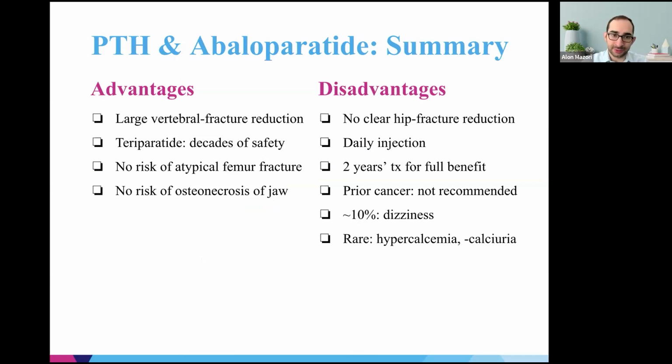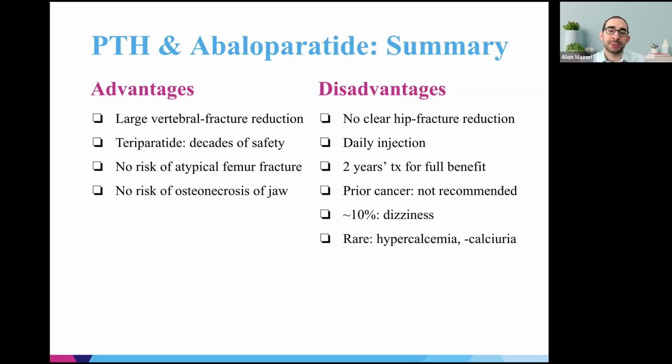Teriparatide has decades of safety, and because this is based on a different mechanism, there's no risk of atypical femur fracture or osteonecrosis of the jaw. Disadvantages include a daily injection, which can be a significant barrier for individuals with needle aversion, the fact that 2 years of treatment are needed for full benefit. These types of therapies are not recommended if the individual has had cancer in the past.